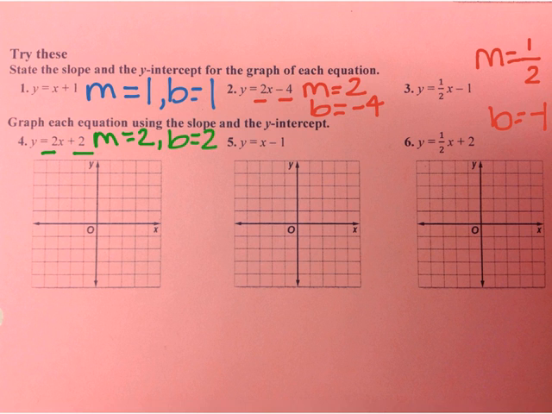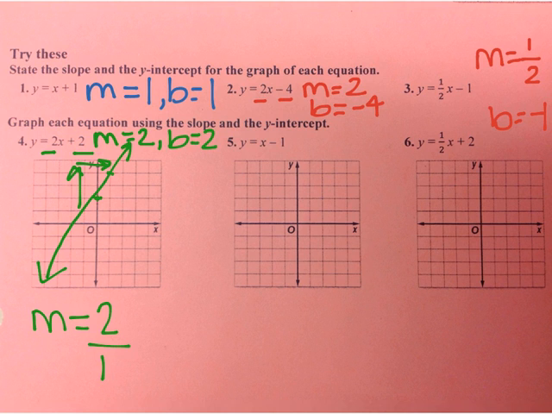Alright, so we said whenever x is 0, that's my y value. So if I start at 0, my y-intercept is 2. So I can plot a point right there on the axis for 0, 2. From there, I can use my slope, which is going to be 2, which is the same as saying 2 over 1. We can go up 2 and to the right 1, and my next point is going to be there. So if I go up 2 and then to the right 1, I can draw a line through this, and that's how I'm going to graph that line.